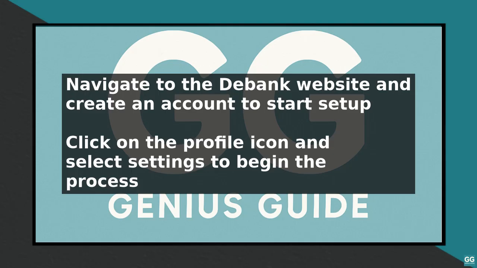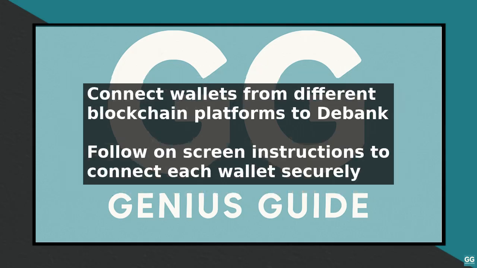Follow the on-screen instructions to connect each wallet, which may involve scanning a QR code or entering a seed phrase. After connecting your wallets, Debank will automatically detect and import your existing assets. You can then view your cross-chain portfolio, which displays all your assets across different blockchain platforms in one place. This allows for easy tracking and management of your digital assets.